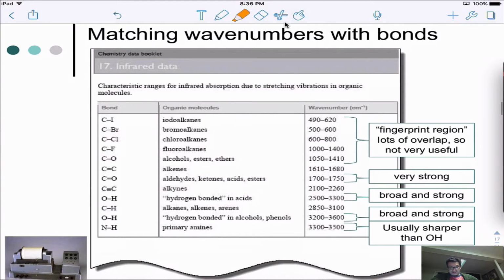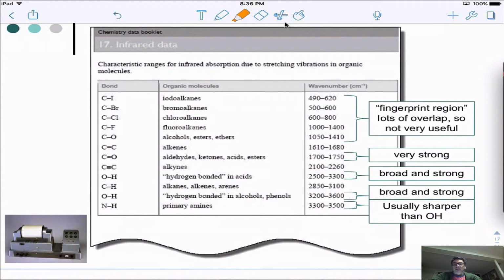So what is it that you need to be able to do? Well, you need to be able to match up what you would actually see based on what type of bond is there. What they normally look at is a region outside what's known as the fingerprint region. In the fingerprint region, there's a lot of overlap between the absorptions, so you don't really get a clearer reading. So for things like halogen compounds or alkanes, you don't really get a good reading.